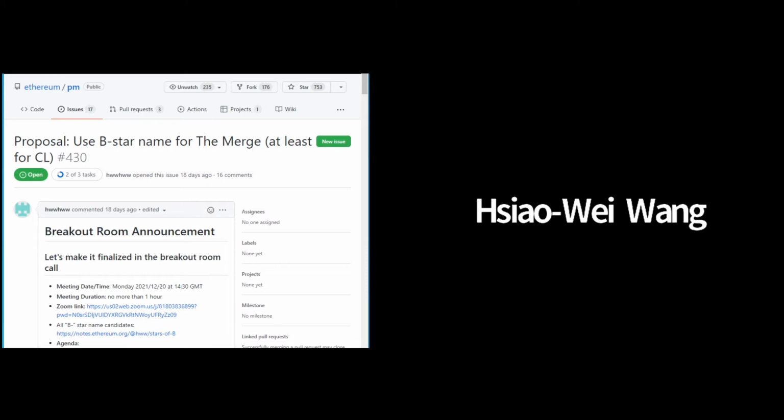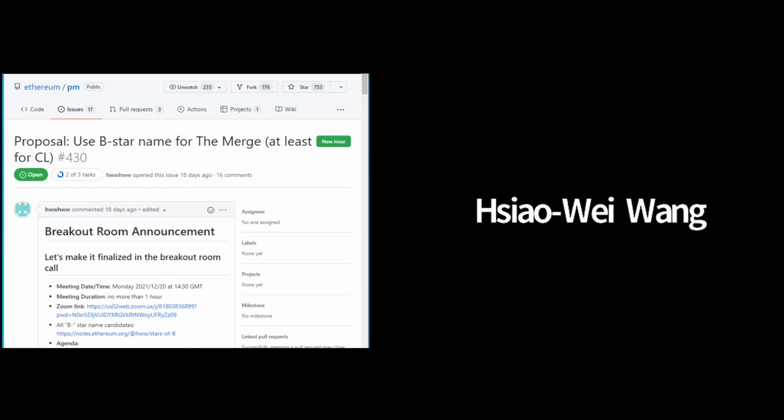Time flies. We got a great consensus that the community supports that the merge will definitely be the next protocol upgrade, the next hard fork. So this is the event where we will choose the B star name for the next hard fork. And as you mentioned, we have several candidates here. So today we are going to discuss them and choose one of them.